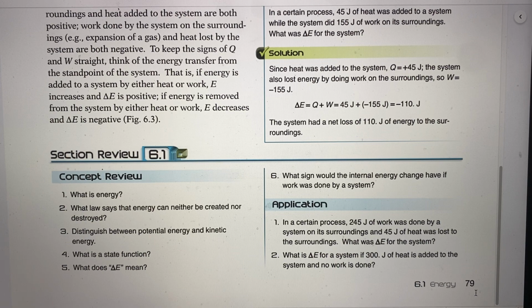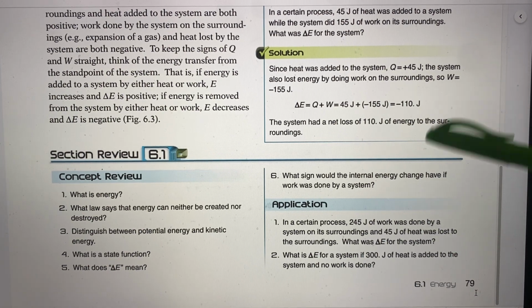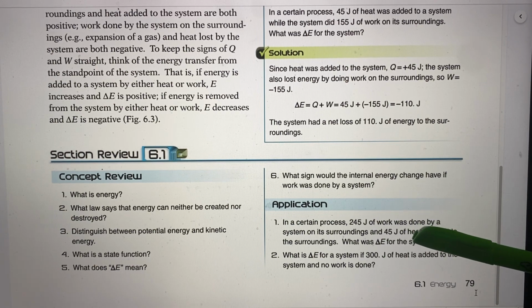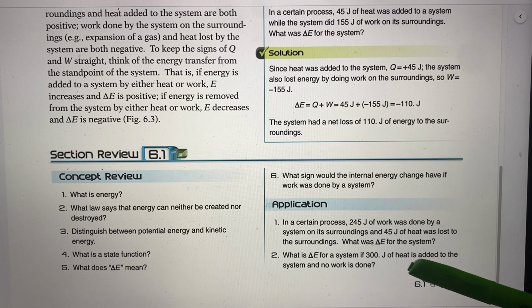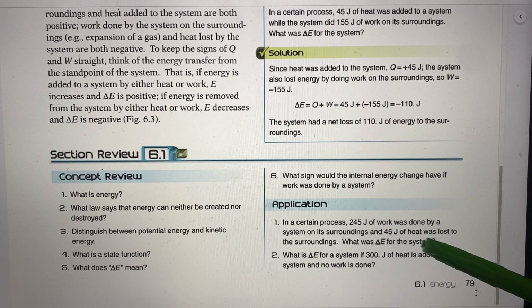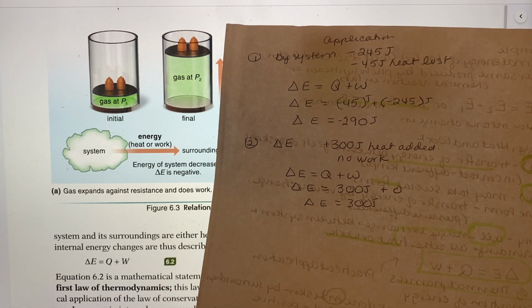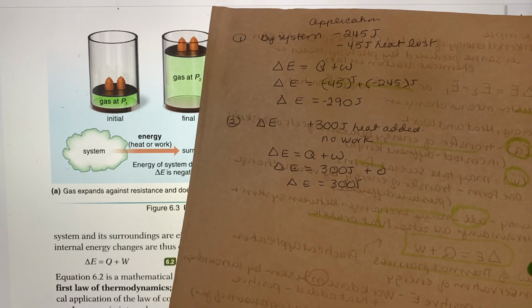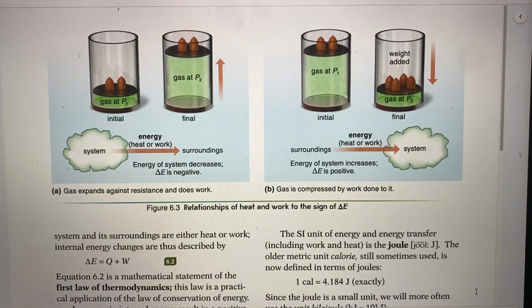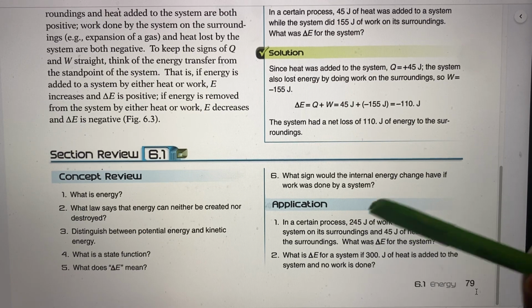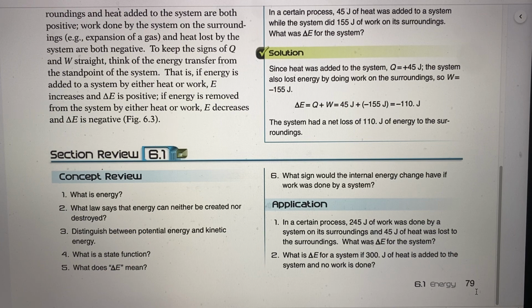Okay, so let's see, application. In a certain process, 245 joules of work was done by the system on its surroundings and 45 joules of heat was lost to its surroundings. What is ΔE for the system? Similar to what we did here, so we fill in the blanks. 245 is going to be negative because it's work. So you have negative 45 joules and negative 245 joules, and you put them in the equation and get negative 290 joules. Make sure you have a negative, because work done is negative and you're losing energy.